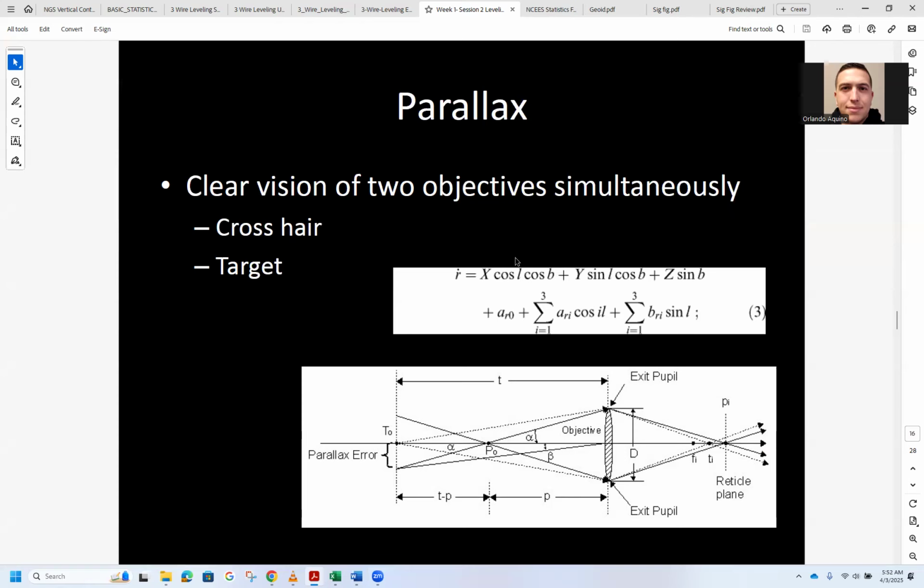So make sure, if you're having some issues as you're going along your level loop, that you're using both your left and your right eye and seeing if there's any huge differences in your readings as you're taking foresights and backsight shots.